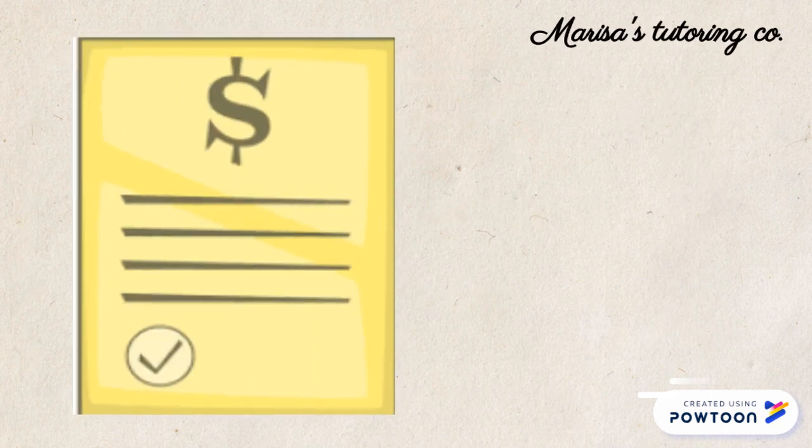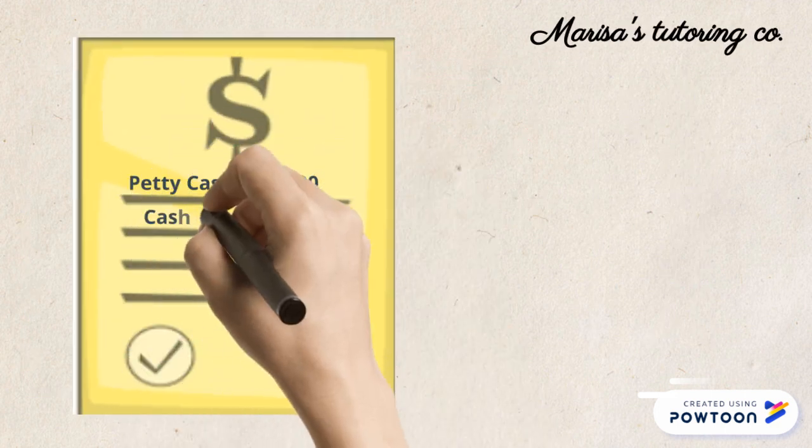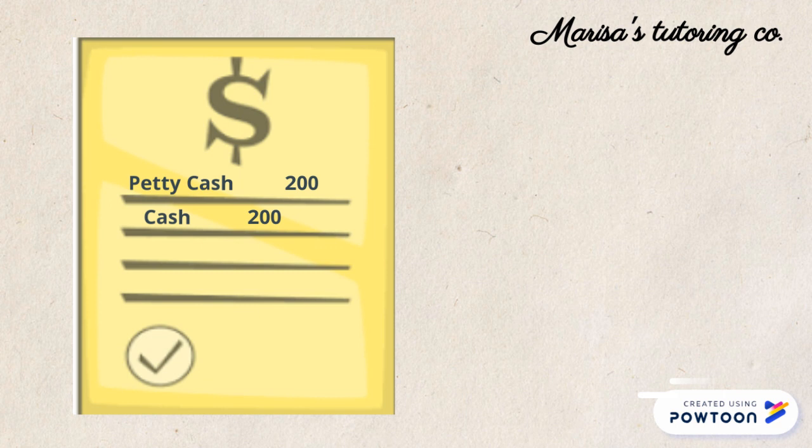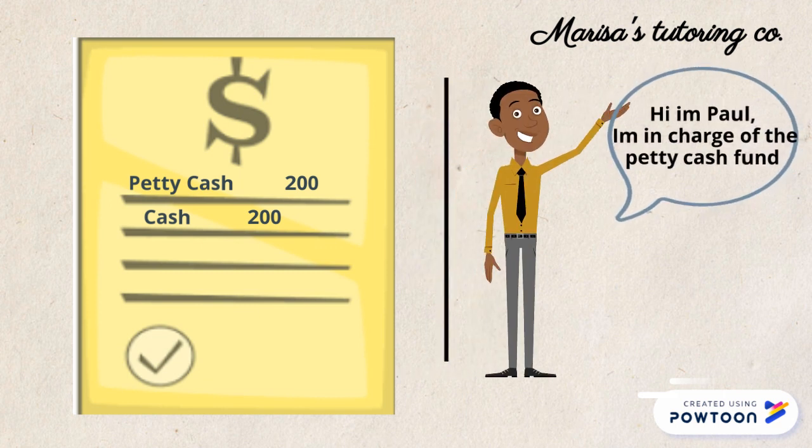For example, the owner at Marissa's Tutoring & Co. has decided to designate $200 a month to its petty cash fund for minor expenditures and has put it under the care of one of its full-time workers, Paul.